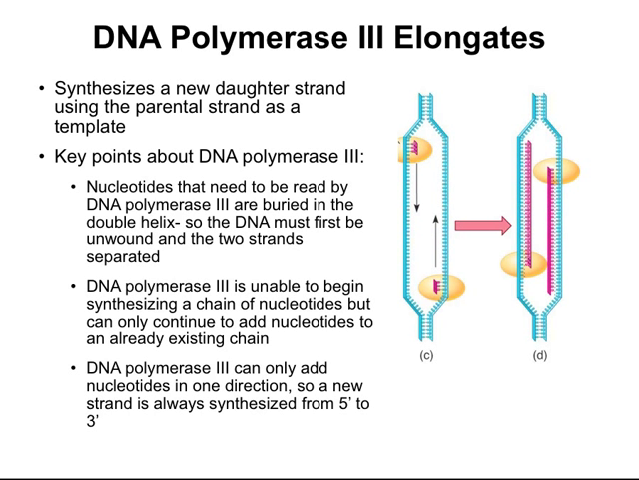First of all, let's look at DNA polymerase III. It's the enzyme that's involved in elongation of the growing strand, but it has certain conditions. First of all, nucleotides that need to be read by DNA polymerase III are buried in the double helix. So first of all, it has to be unwound and the two strands separated. We've already introduced the idea that helicase does that, and the single-stranded binding proteins hold it apart.